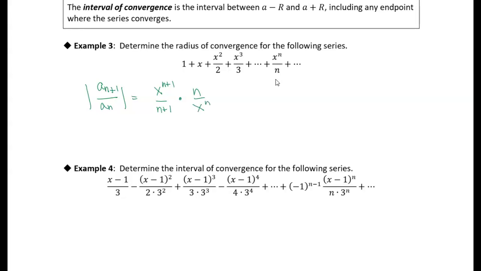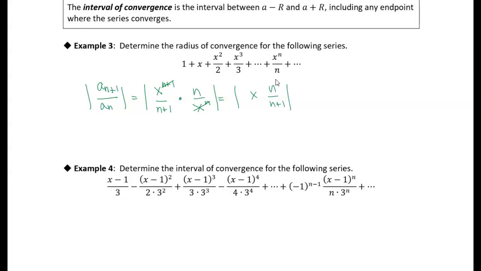All right, so let's simplify this. I'm going to cross out this exponent because when I divide x to the n plus 1 by x to the n, I just get x. And then I'll end up with, now I'm leaving off my absolute value signs again. I do need those absolute value signs. So I'll end up with absolute value of x times n over n plus 1.